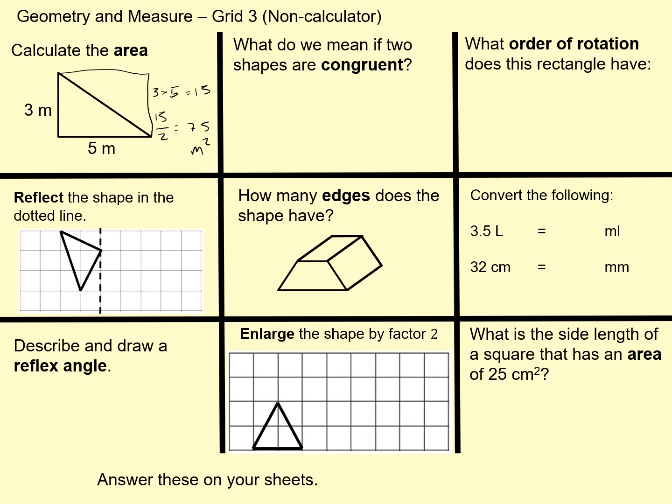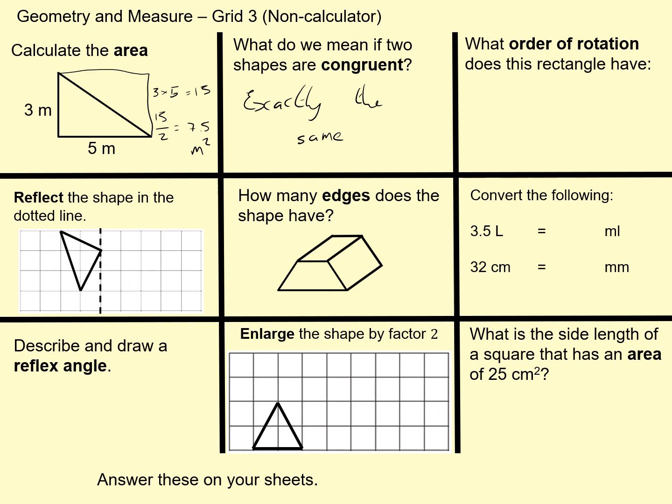What do we mean if two shapes are congruent? We mean they are exactly the same. So all the side lengths are the same, all the angles are the same. They might be on different levels of rotation. There might be a rotation from one to another, but they are congruent if they are exactly the same.